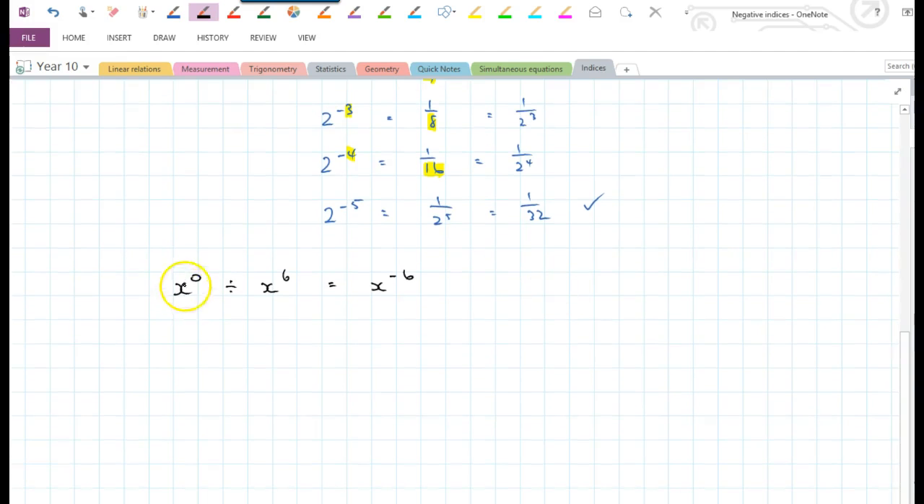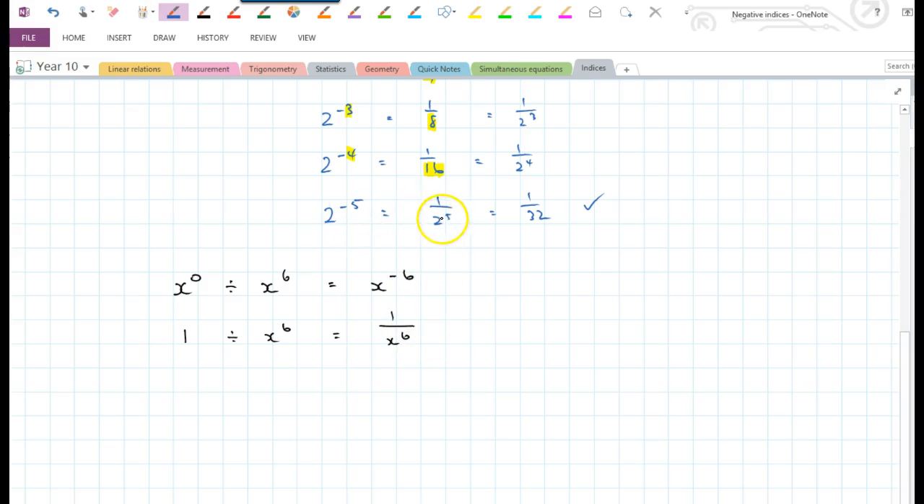Okay. But would it also be correct? X to the 0, that's equal to 1, isn't it? 1 divided by x to the 6. So I could say that is 1 over x to the 6. So these two must be equal. These two terms here, x to the minus 6 and 1 over x to the 6.